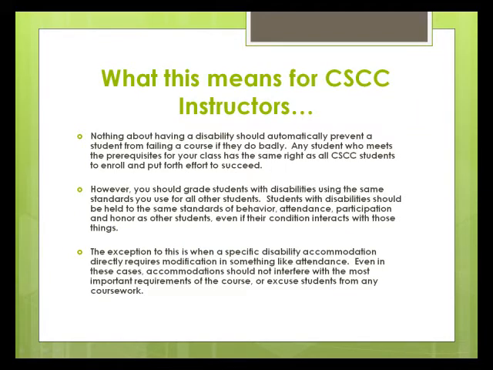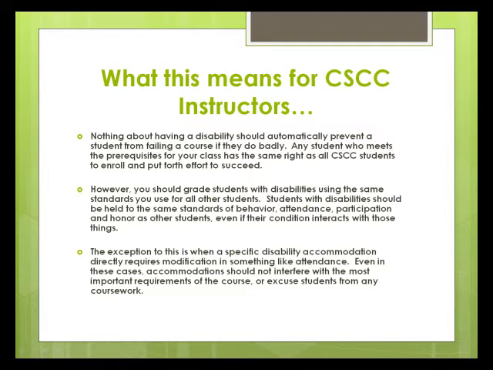What this means for Columbus State Community College instructors. Nothing about having a disability should automatically prevent a student from failing a course if they do badly. Any student who meets the prerequisites for your class has the same right as all CSCC students to enroll and put forth effort to succeed.